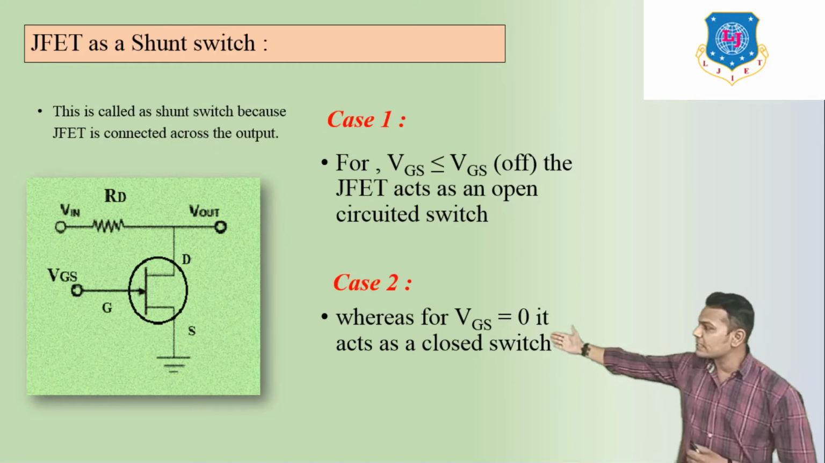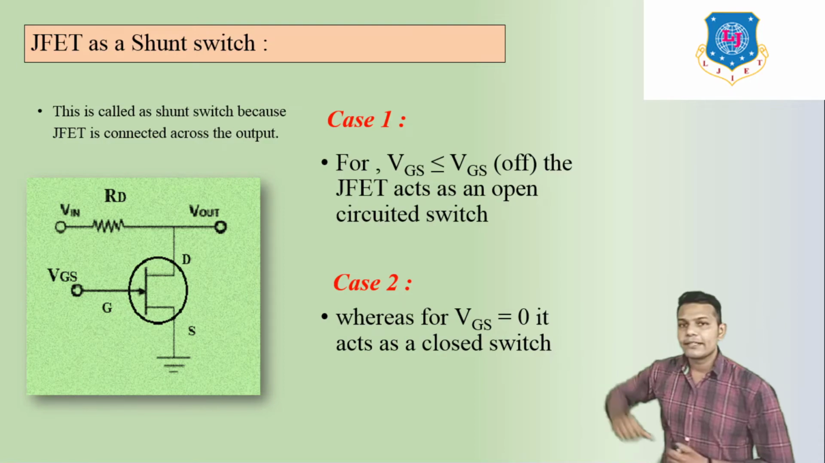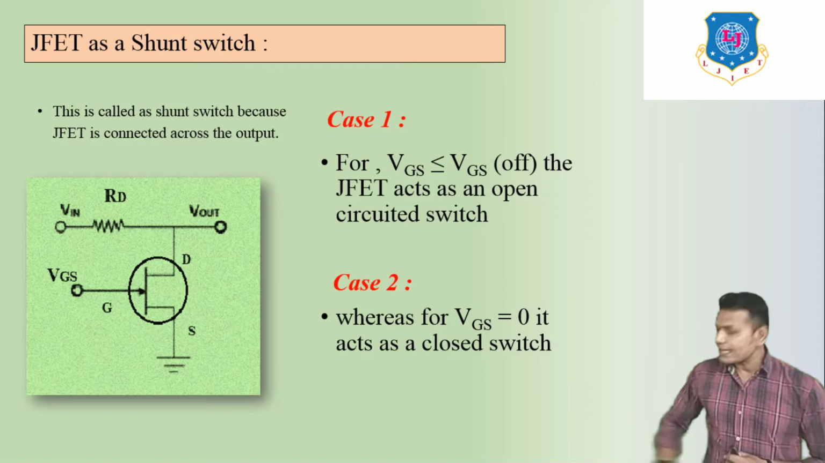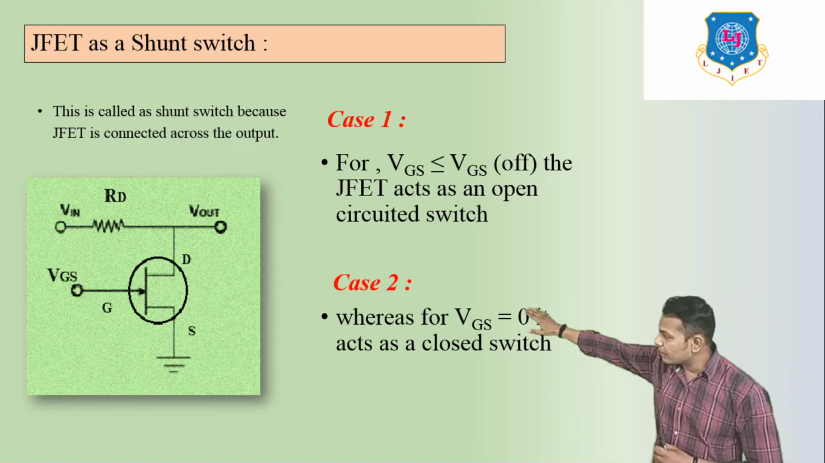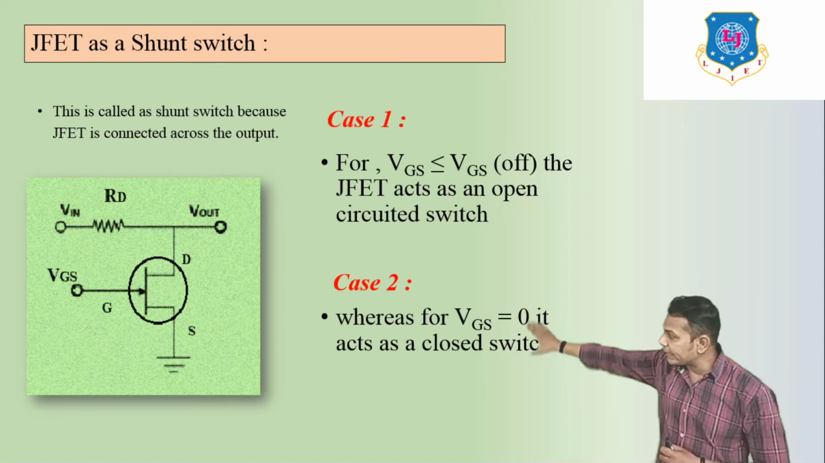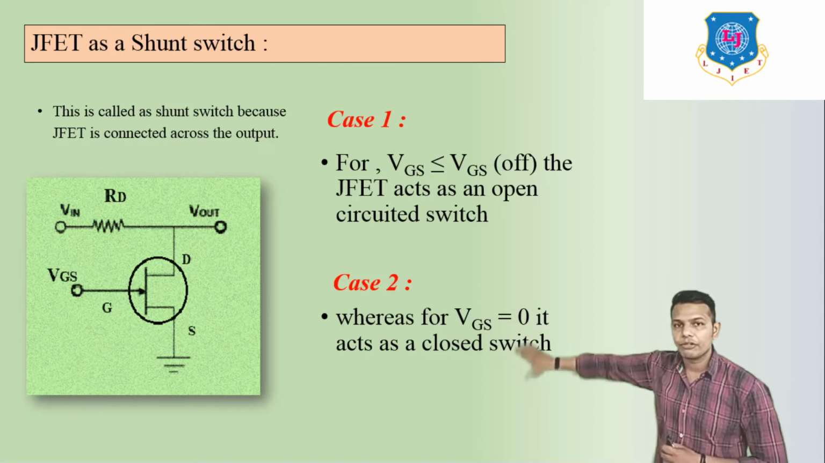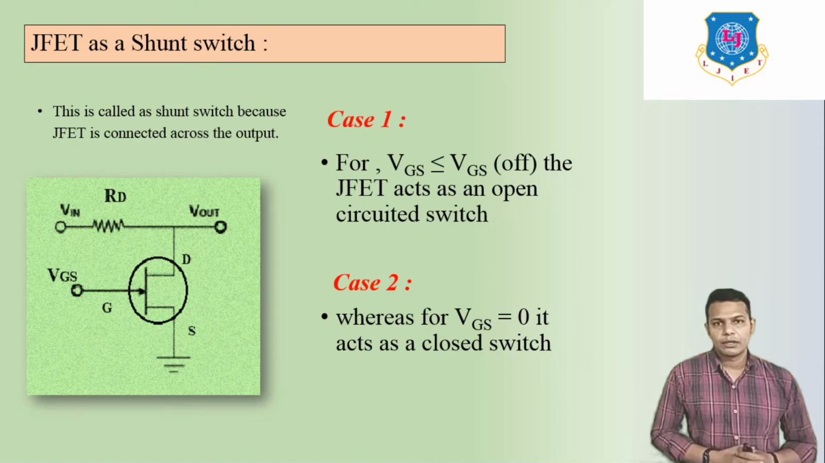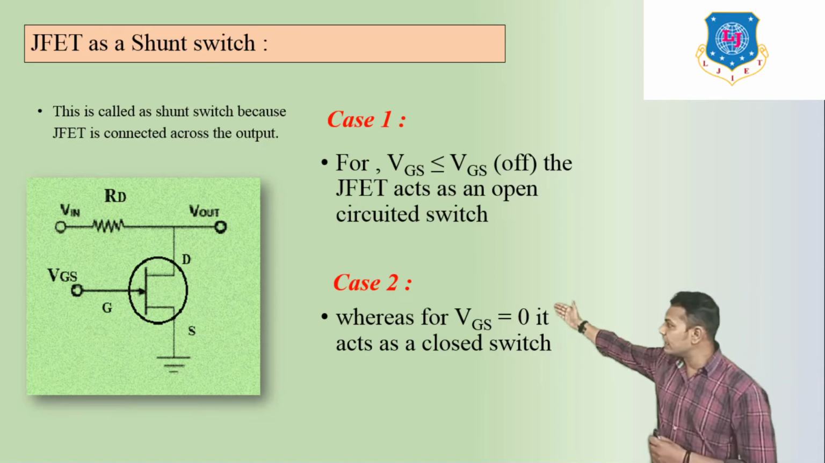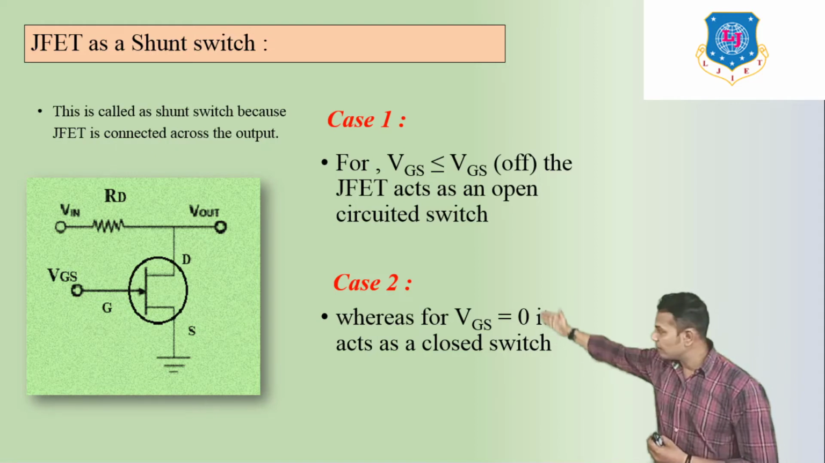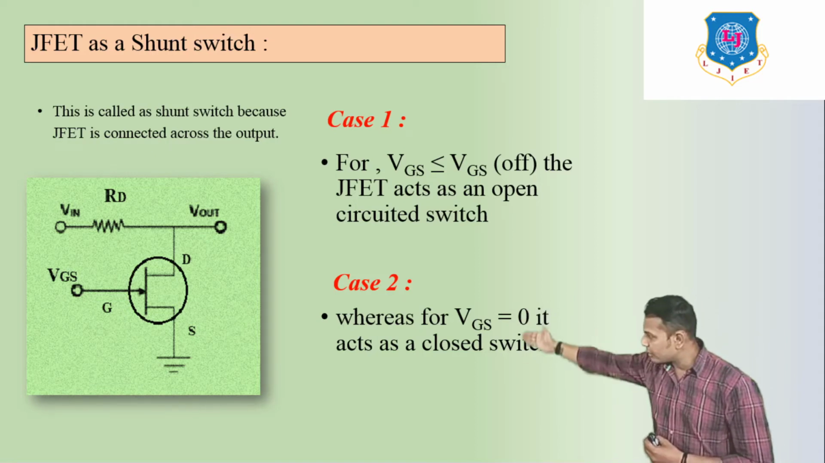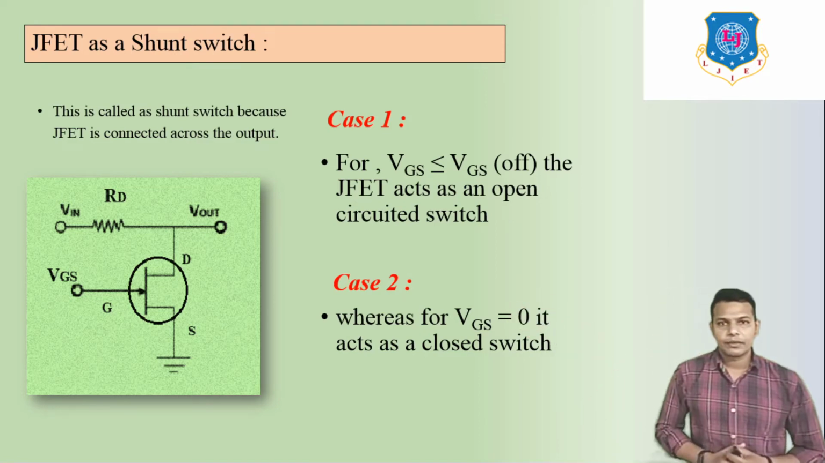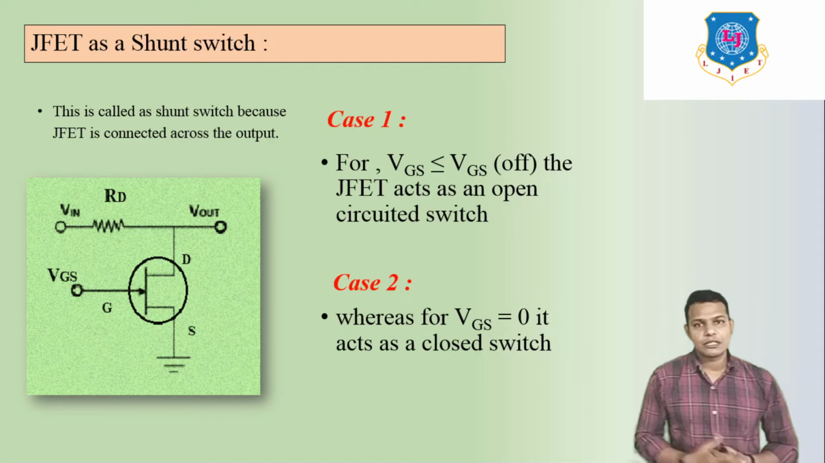In this circuit diagram there is a connection in shunt. Why is it a shunt connection? Here we can see the JFET is connected across the output, V output. That's why it is known as a shunt switch, right? So here we can see V in, that is the input voltage, then a resistor, then the JFET, and across this JFET there is the output voltage. So there are two cases.